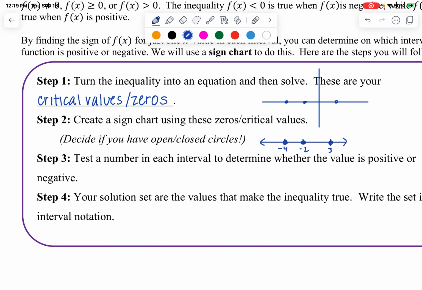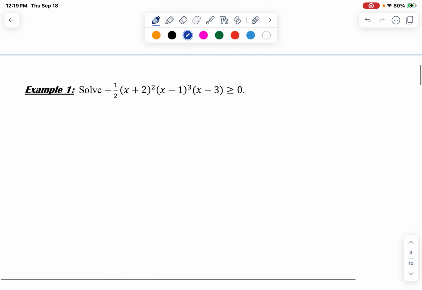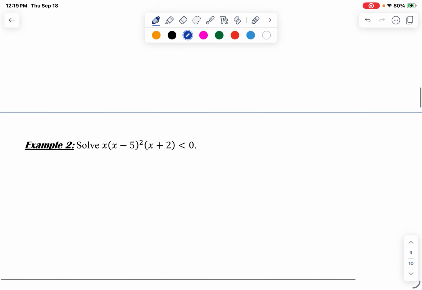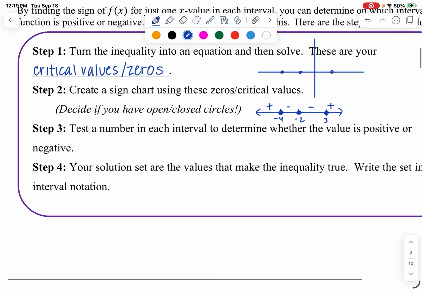Next, you're going to test a number on each interval to see whether it gives you a positive or a negative output. We've done this before. So let's say I get positive, negative, negative, positive, okay? And then lastly, you're going to write your solution. Before, when we were doing this, these were all underneath the square root, and we were always looking for where it's positive. That's not necessarily going to be the problem. If you look, this one is greater than or equal to 0, but this one's less than. So if this was the problem, then we would be choosing all our negative solutions. We'd be choosing all of these. If the first one was the problem, we'd be choosing all our positive solutions. So these would be our solutions.